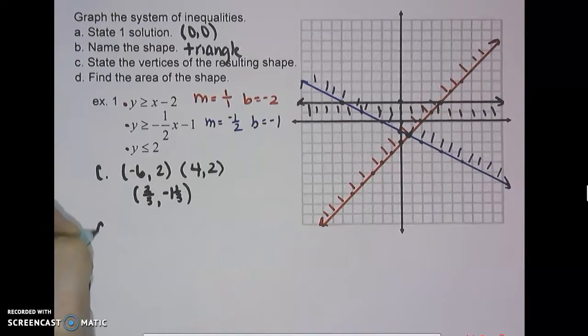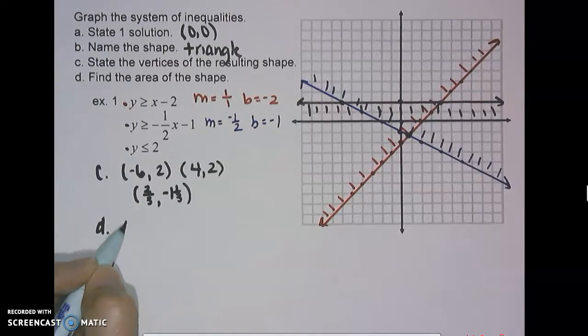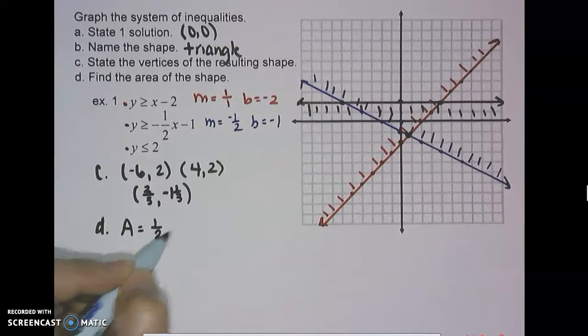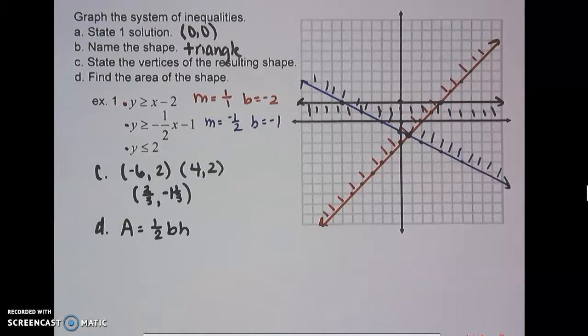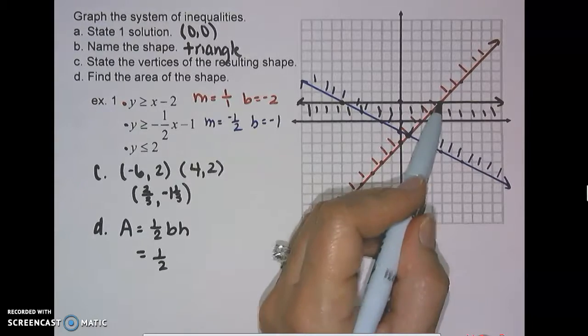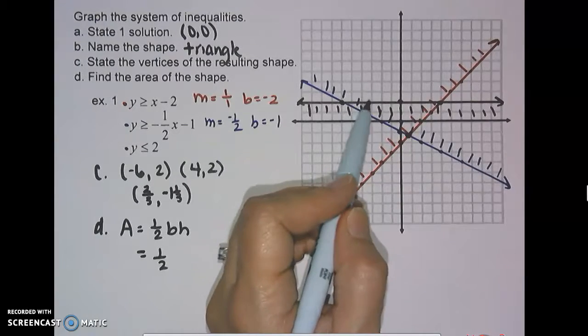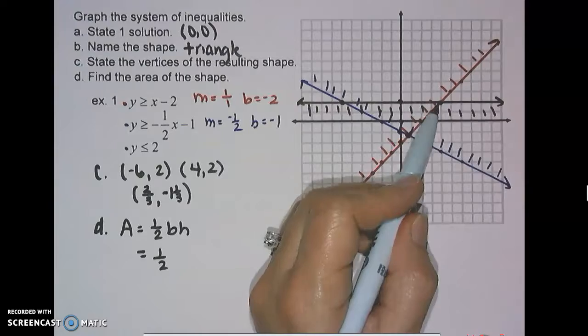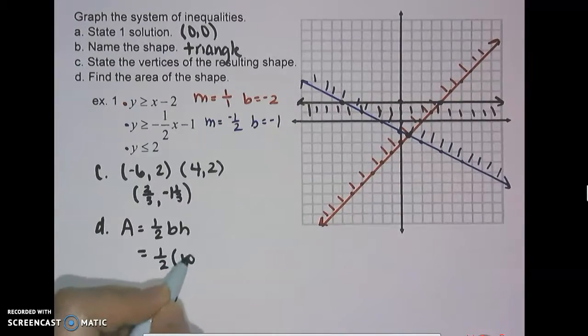The last thing is to find the area of the shape. Okay, so since this is a triangle, we need to remember the area of a triangle formula, which is going to be A equals 1/2 base times height, or base times height divided by 2. So we're going to fill in our information. Now, the base of this triangle is going to be this here. So if we count that distance, we get 10. So the base of this is 10.